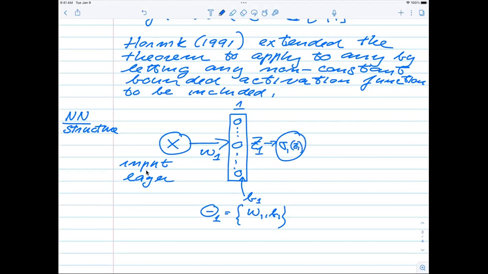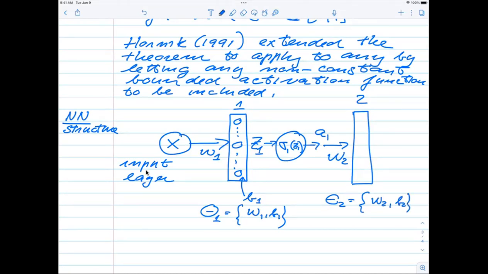And that produces an output, which I will call A1. These are now vectors or matrices. So this output is now fed into the next hidden layer, which is layer 2 here. There is a weight function, W2. We have a container here for the weights and the biases, W2 and B2. This produces a new value, Z2, which then goes into the activation function sigma 2 of Z2. That produces a new output, A2.